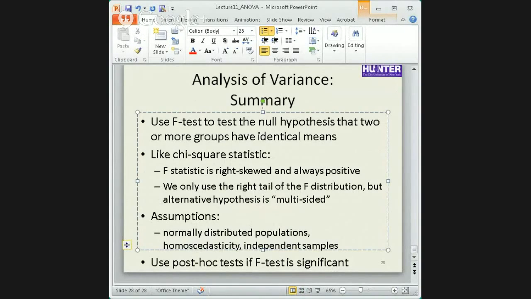Homoscedasticity and independent samples, where independent samples or randomization has a slightly different meaning depending on whether it's an observational or an experimental study. But the point is that each of those groups is independent. We don't have the same individuals in two or more groups, and they are either sampled randomly or assigned randomly. And if the F-test is significant, then you can use these post-hoc tests to find where that difference is.